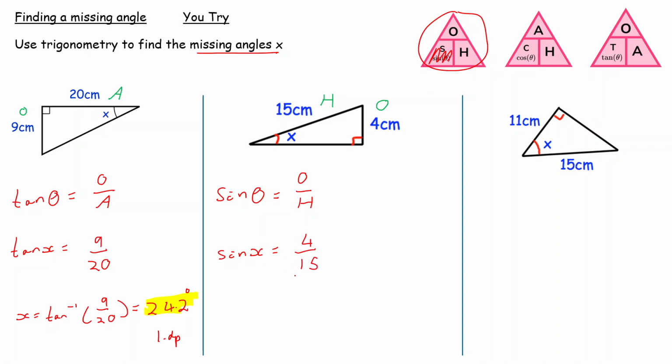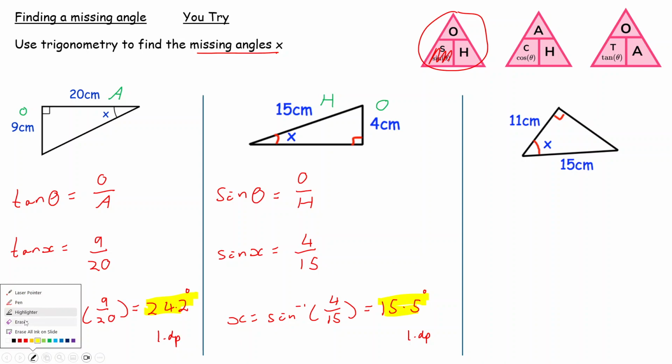To find X, I've got to sine inverse both sides. If I do that, we write it as X being equal to sine inverse 4 over 15, which is 15.5 degrees, and that is to 1 decimal place again. Okay, so that's my answer with that one. Let's keep it in the same colour, highlighter yellow. There we go.